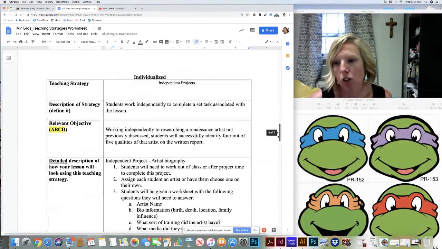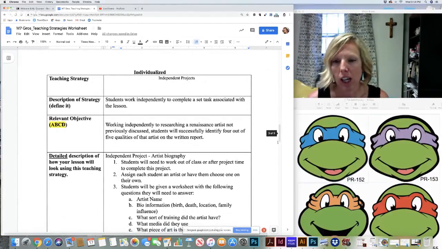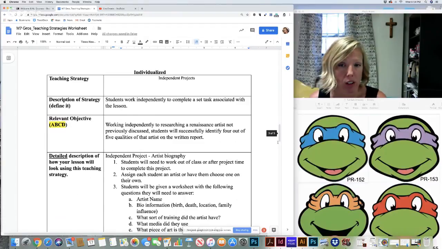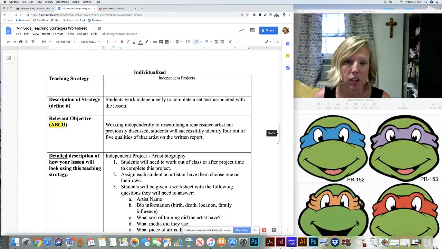The next strategy under the individualized method is independent project. So the students are actually going to start digging in a little bit deeper into the Renaissance time period by doing a project of their own. They're going to be assigned an artist that we haven't previously talked about, and they're going to need to come up with similar information that I had provided about the Renaissance artists that we did talk about. This will be done out of class. It is a bit of a research paper, but it's pretty basic. And then they need to choose one piece of art from that artist.